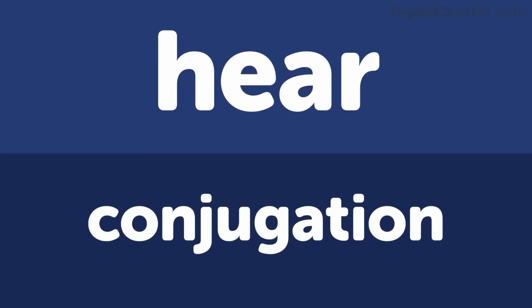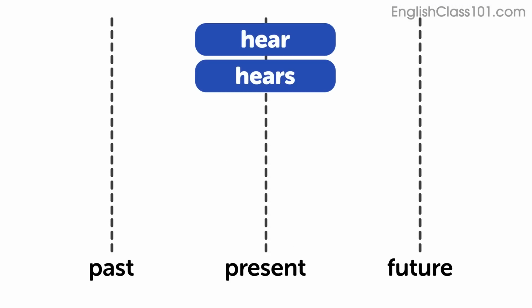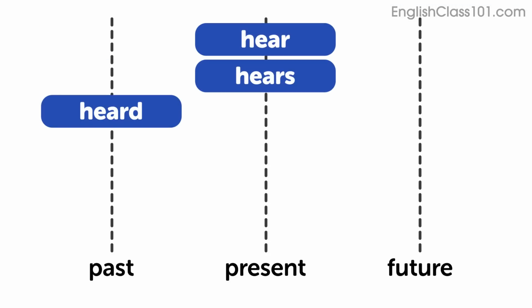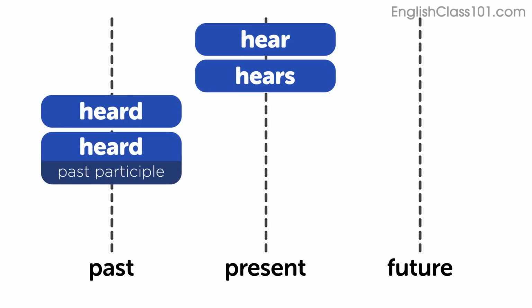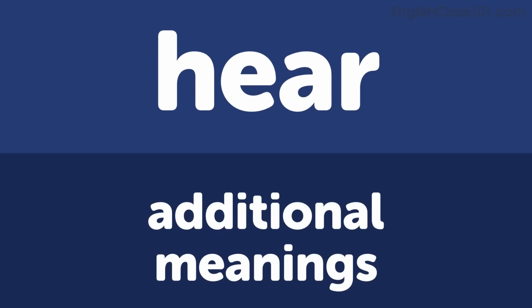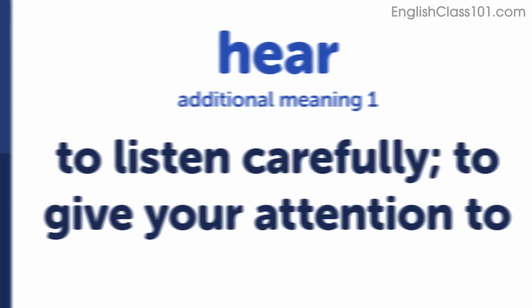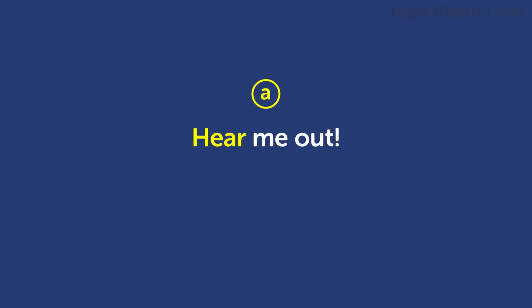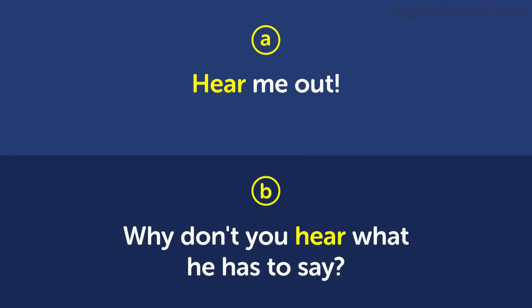Let's look at the different conjugations for this verb. Present: hear, hears. Past: heard. Past participle: heard. Progressive: hearing. Now let's talk about some different meanings of this verb. The first meaning is to listen carefully to something or to give your attention to something. Examples. Hear me out. Why don't you hear what he has to say?